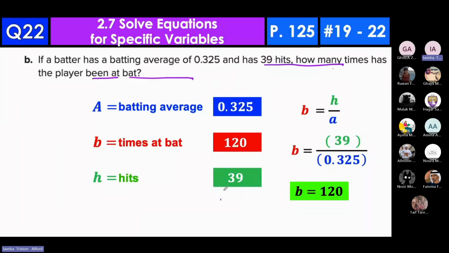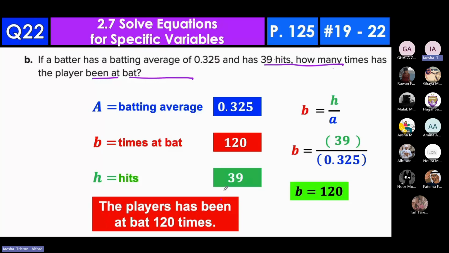So B is 120 what? What sentence? Times at bat is 120. Very good. So the player has been at bat 120 times. Here only divide 39 by 0.325, only divide here. Only that, divide. Okay.